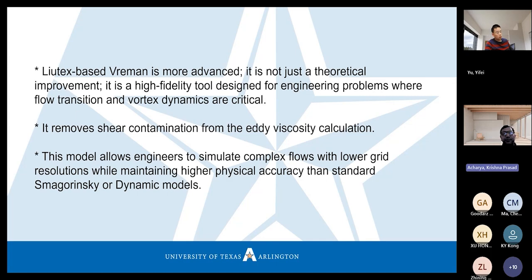Similarly, Liutex-based Vreman is more advanced. It is not just a theoretical improvement, it is a high-fidelity tool designed for engineering problems where flow transition and vortex dynamics are critical. It removes shear contamination from the eddy viscosity calculation. The modified model allows engineers to simulate complex flows with lower grid resolutions while maintaining higher physical accuracy than standard Smagorinsky or dynamic models.